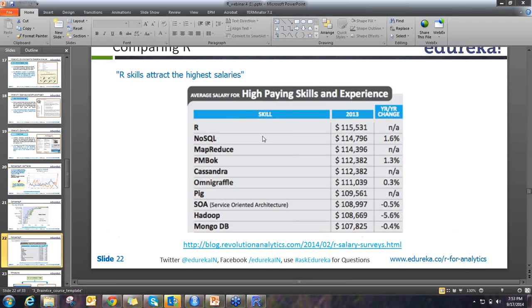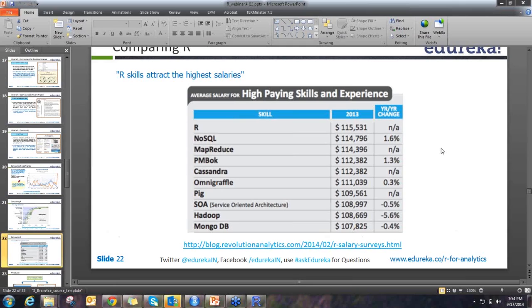One reason I will tell you why R is such a high-paying skill is that R is quite difficult. Believe me, R is difficult. Unless you are dedicated to it and ready to put in effort, it's very difficult to learn R. The basics of R you can grasp easily, but again you need to keep on practicing.